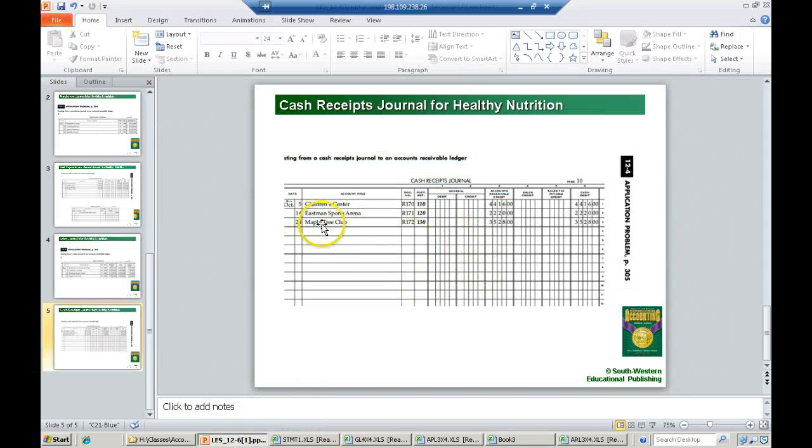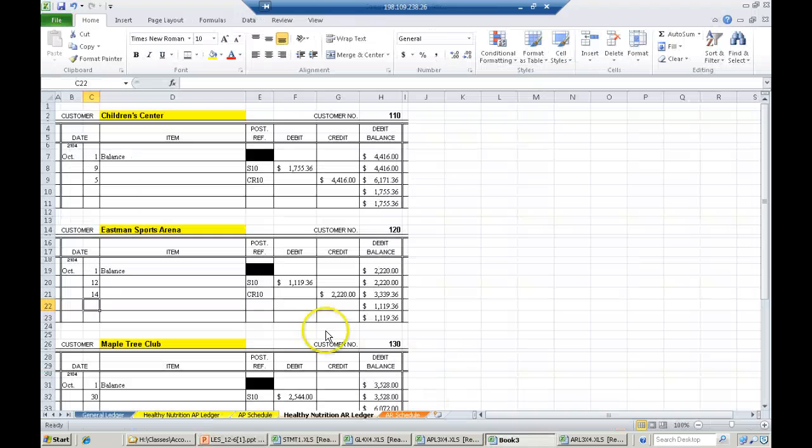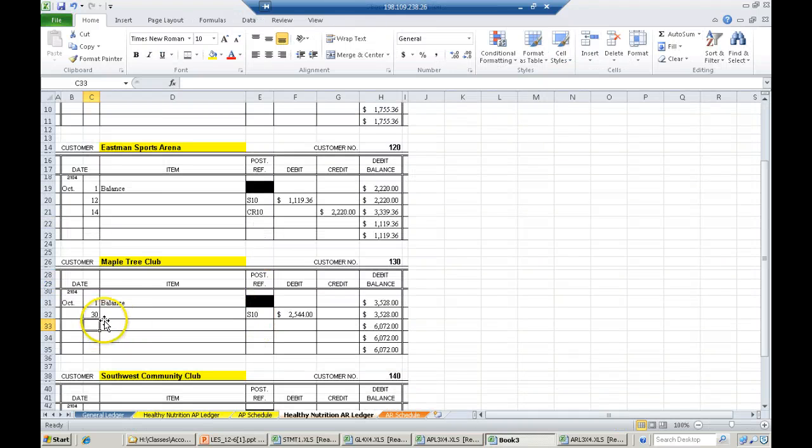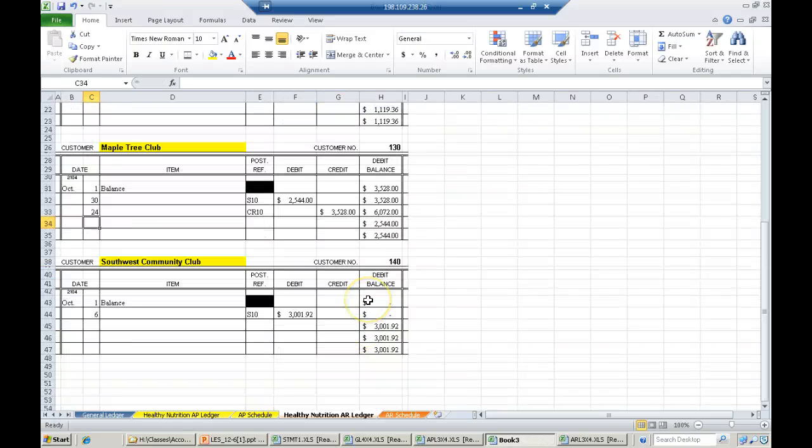Maple Tree Club on the 24th, $35.28. So we're going to put the 24th. Cash receipts, page 10. They paid us $35.28. That changes their balance. Okay. Southwest still owes us this amount.